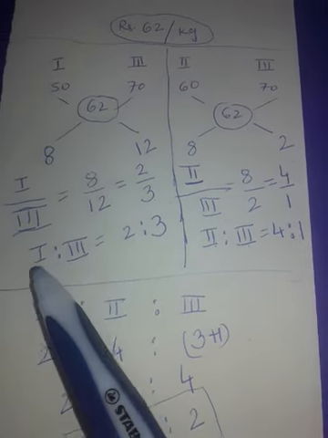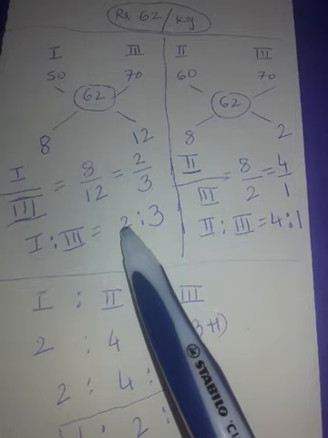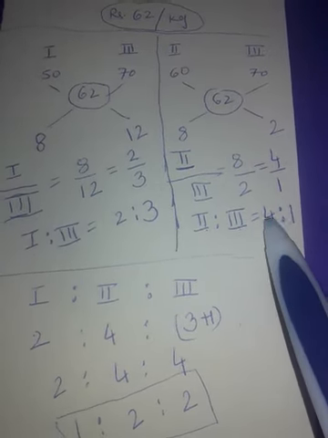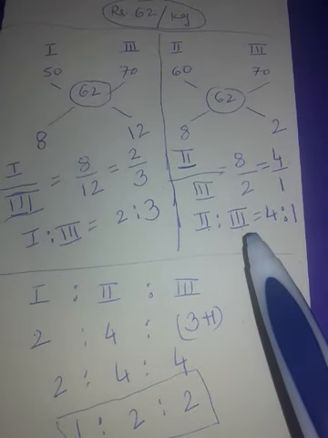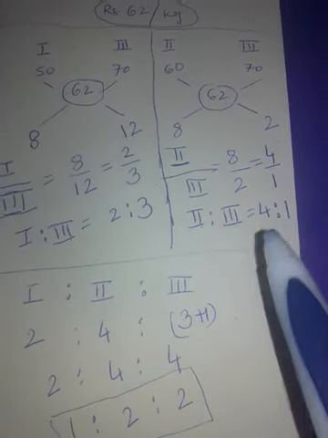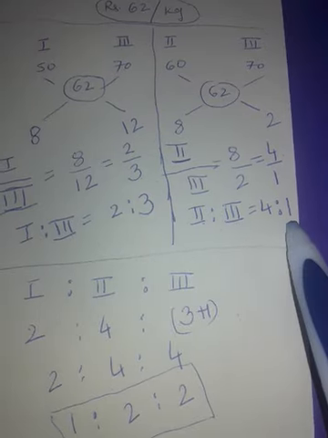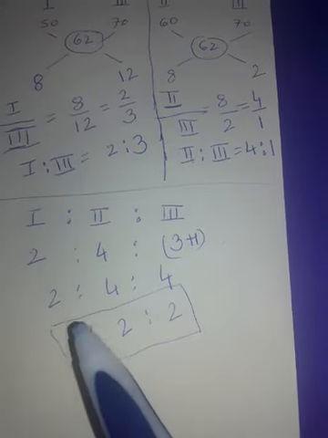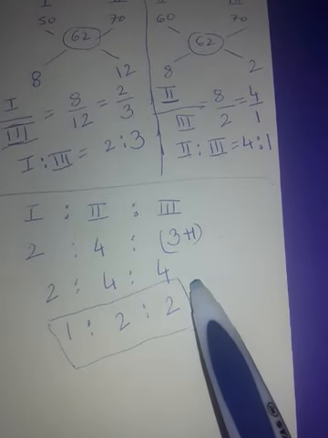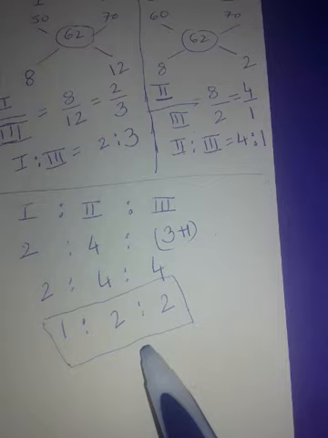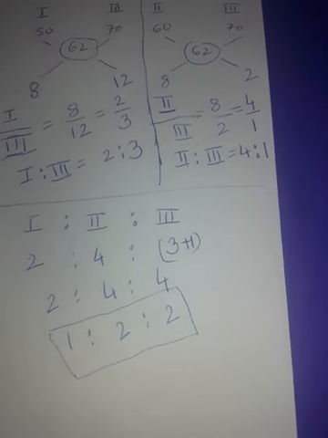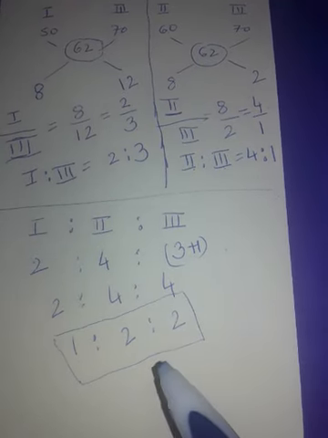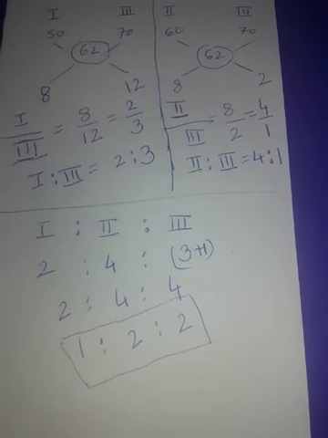So what can I do? For 1, I can copy this number. For 2, I can copy this number. And 3 is common to both, so I need to add it. 3 plus 1 is 4. So their ratio together becomes 2:4:4, same as 1:2:2. This is how we combine 3 objects in the alligation rule and find a ratio using the mean.